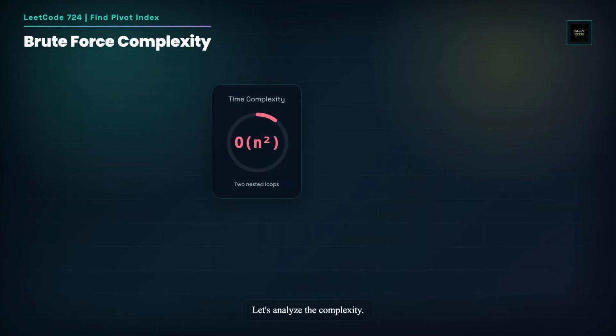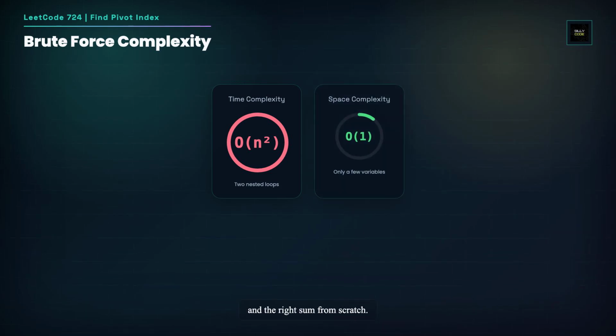Let's analyze the complexity. Suppose the array contains n elements. We check every single index, so that's n possible pivot candidates. For every candidate, we calculate the left sum and the right sum from scratch. Each calculation can take almost n operations. That makes the total time complexity O of n squared.